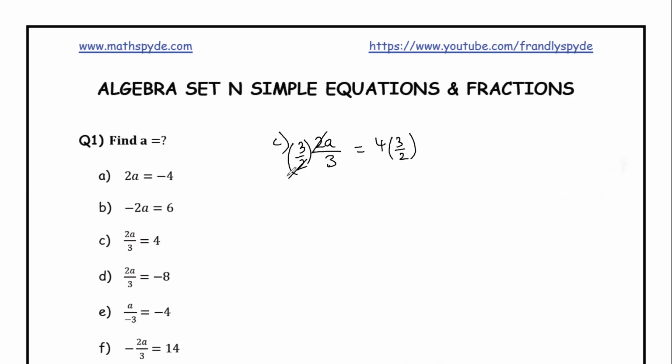So that way 2 and 2 go, 3 and 3 go. I'm left with A. And then 2 goes into 4 2 times. So 2 into 3 is 6. And I get my answer, A is 6.